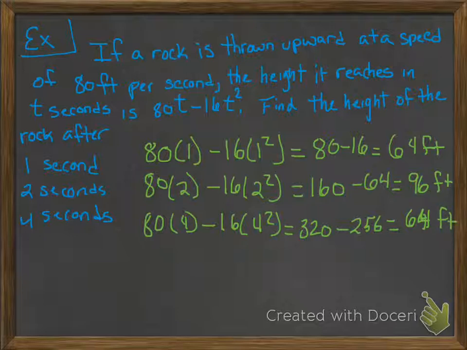So I want you to think about this. After 1 second it's 64 feet in the air, after 2 seconds it's 96 feet in the air, but after 4 seconds it's back to 64 feet. How, if you're throwing a ball up in the air, does it make its way back to 64 feet? I want you to write in your notebooks how this might happen, that at 1 second it's at 64 feet and at 4 seconds it's at 64 feet.